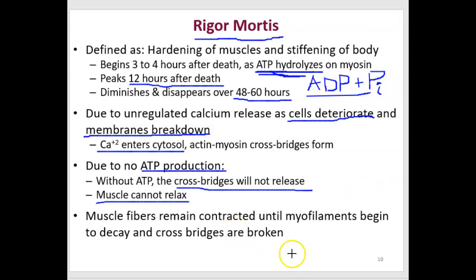Now, of course, these muscle cells continue to deteriorate to the point where the myofilaments even break down. And of course, that will mean that the cross bridges are broken, and then the muscle won't be so stiff anymore because it won't be contracted, mainly because the proteins inside aren't even intact anymore. So that's what rigor mortis is.